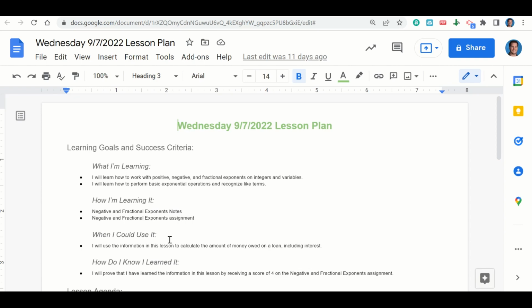When could we use this? We could use it to calculate the amount of money owed on a loan, including interest. How do we know we learned it? By getting a score of 4 on the negative and fractional exponents assignment.